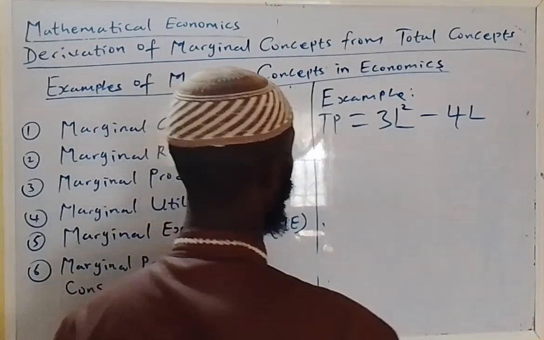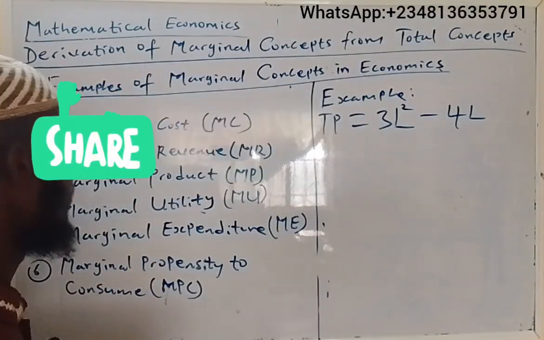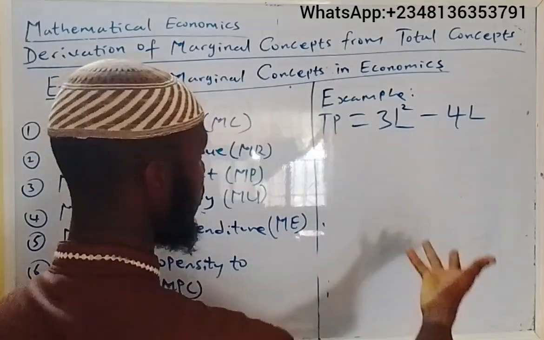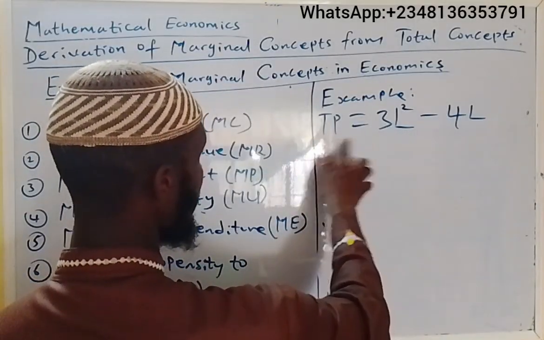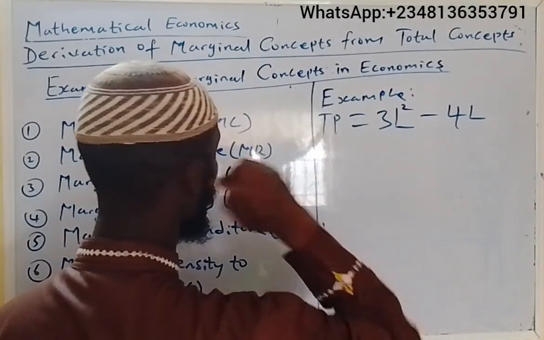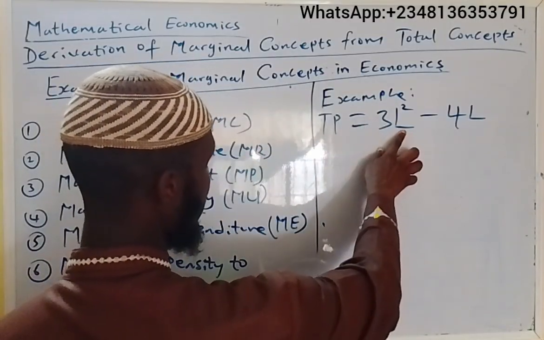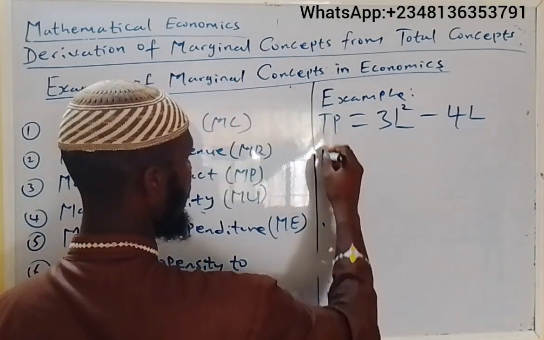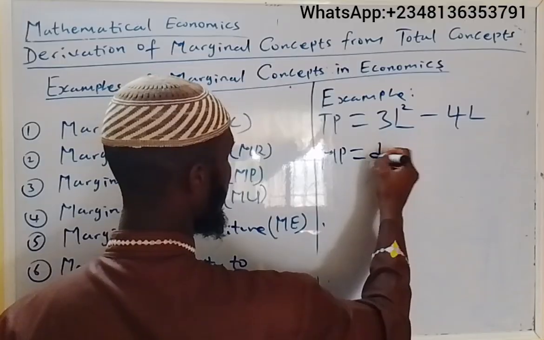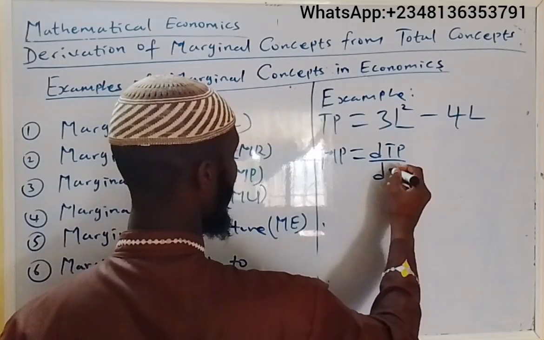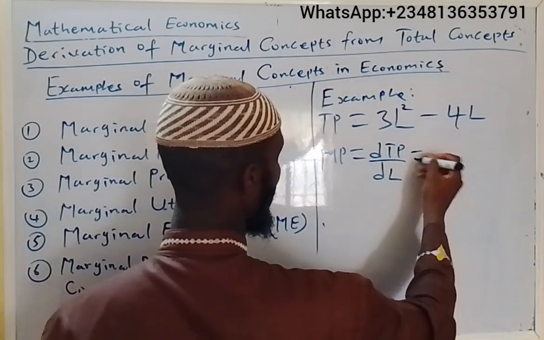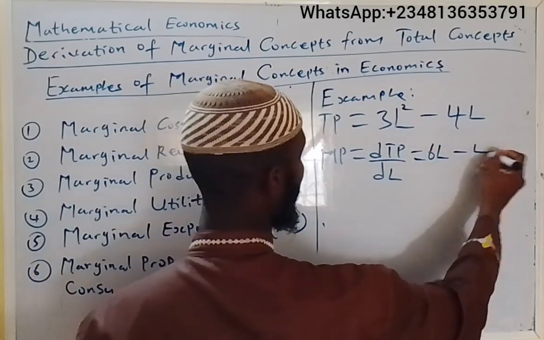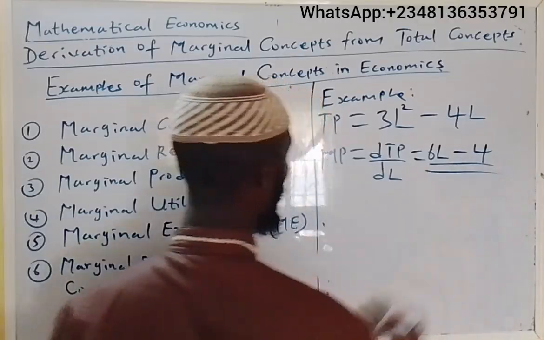So what do we need to do? To derive the marginal product function, this is our total product function. The general rule says that we should differentiate the total concept with respect to the independent variable in the function. The independent variable in the function is L here, which is the unit of labor employed. So in other words, our marginal product will be dTP over dL, which is equal to, we differentiate this, so we have 6L minus 4. So this is the marginal product function.